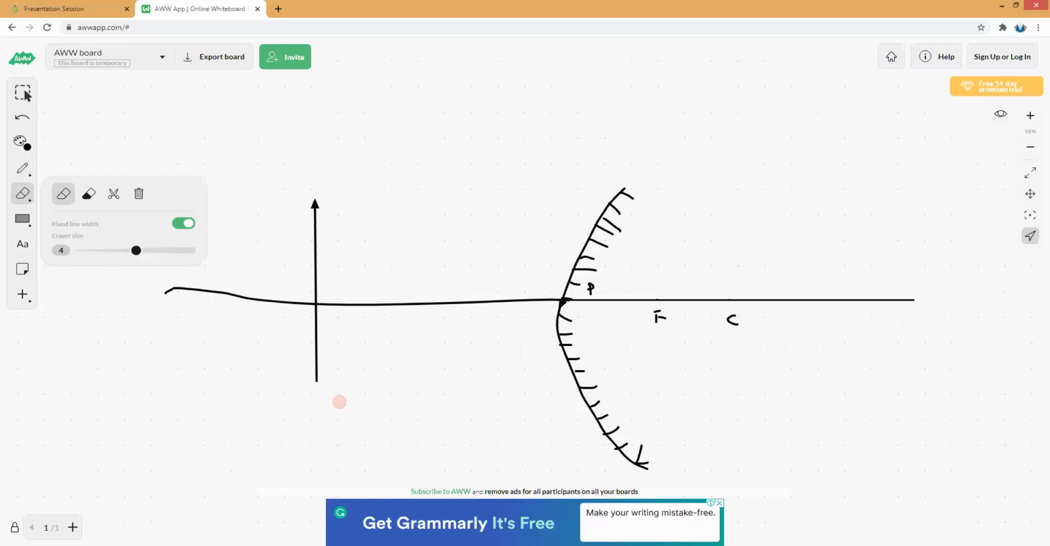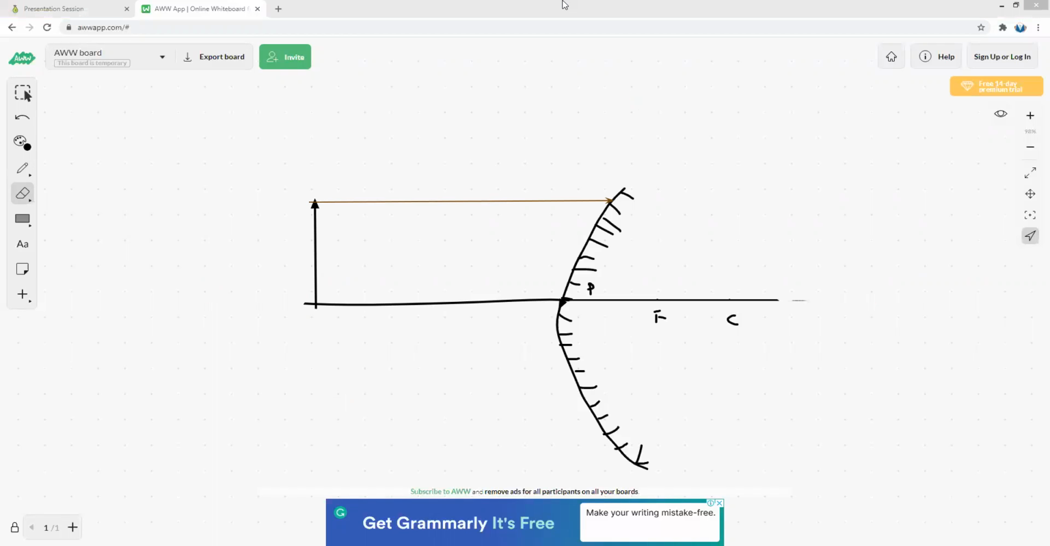Okay, so let's keep the object at the same place, which is here. The first ray will go on top like this, and then hit the mirror, and it'll reflect over here.